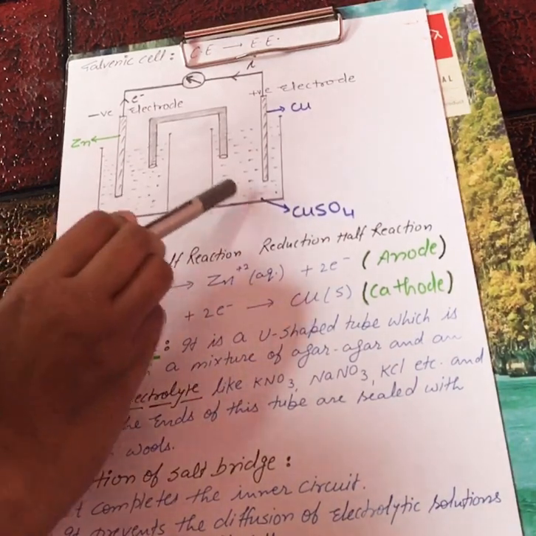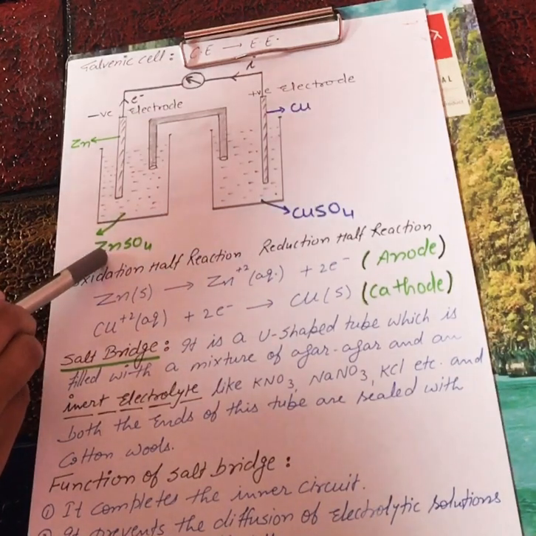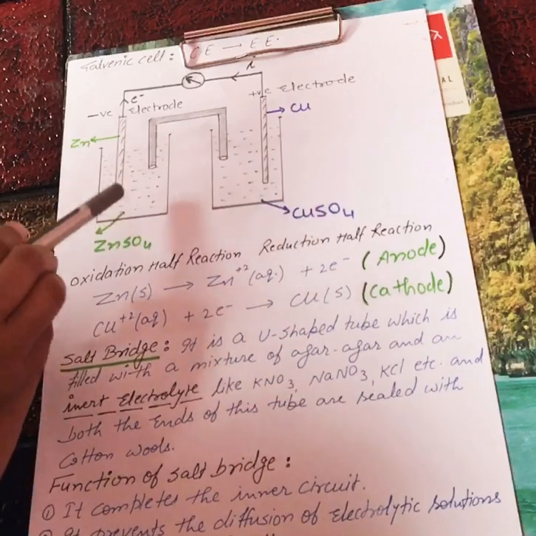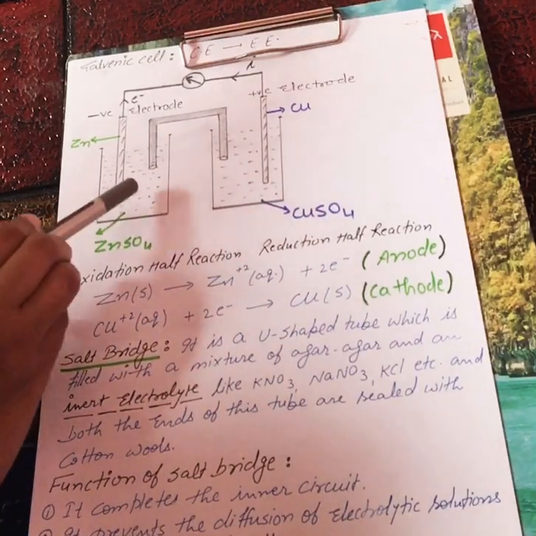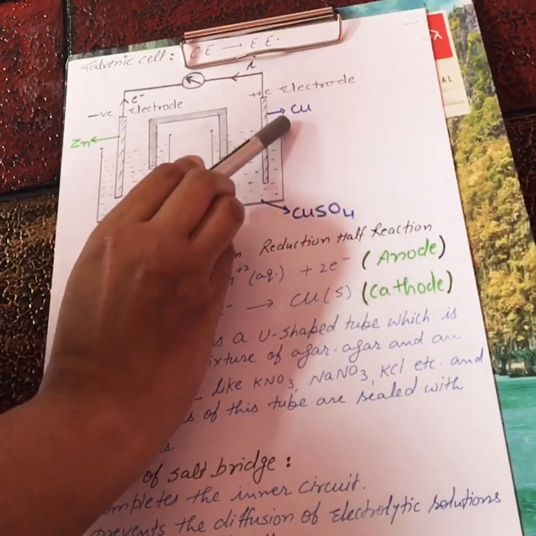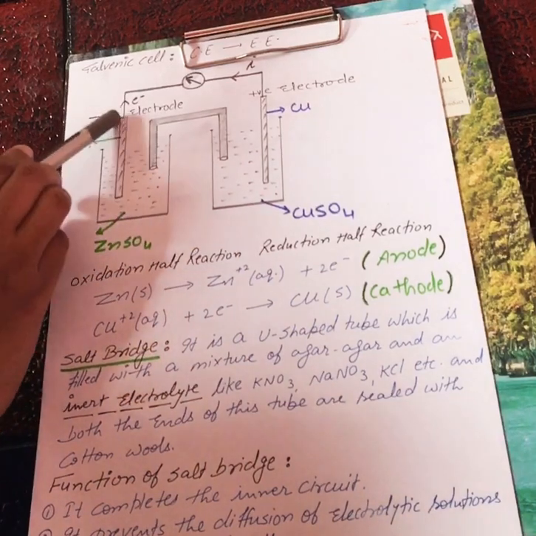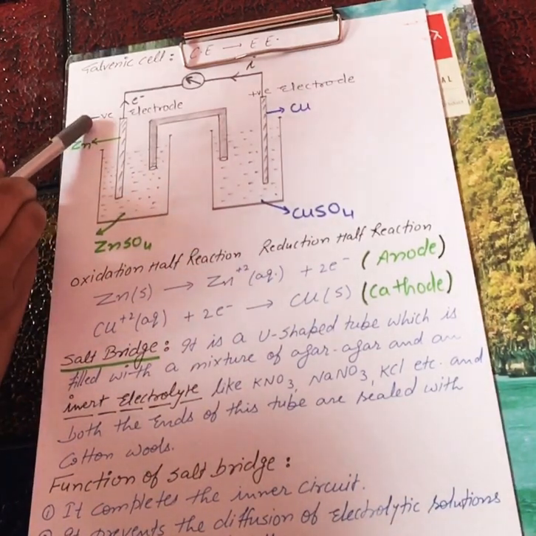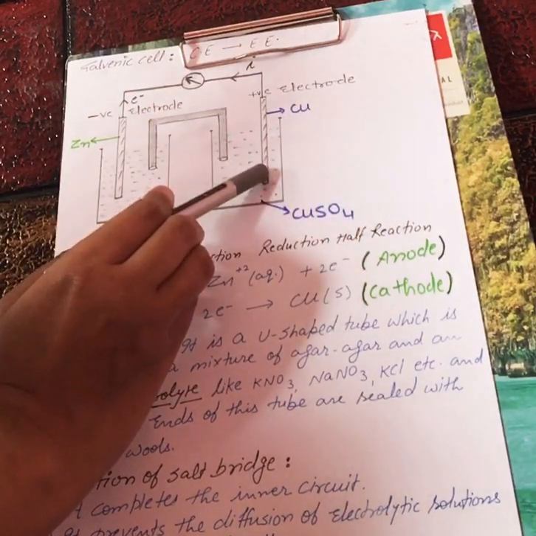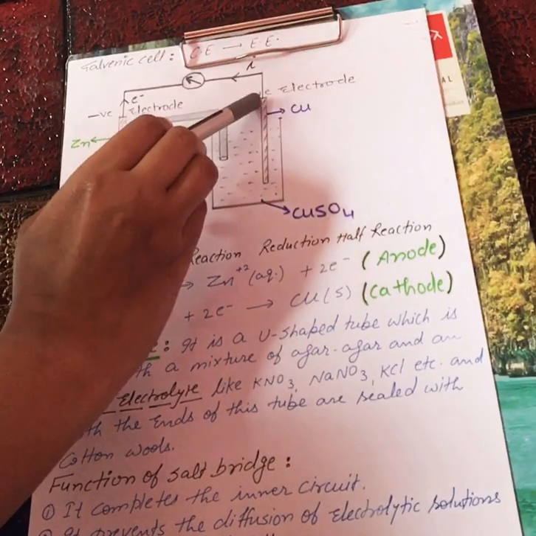Here we are taking two beakers. In the first beaker, ZnSO4 will be filled. In the second beaker, CuSO4 will be filled. In ZnSO4, a zinc rod will be inserted. In the CuSO4 beaker, a copper plate will be inserted as an electrode. Here, the zinc rod will act as the negative plate, that means anode. The copper plate will act as cathode, that means it will show positive charge.